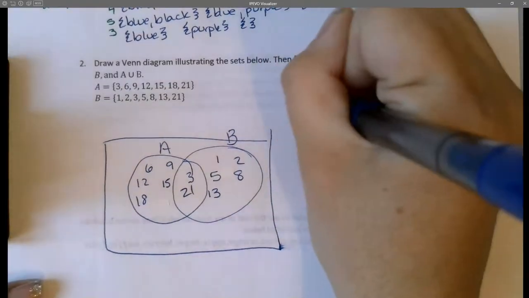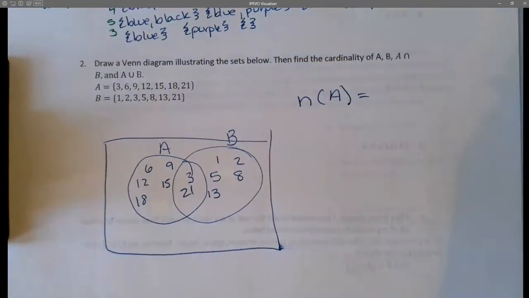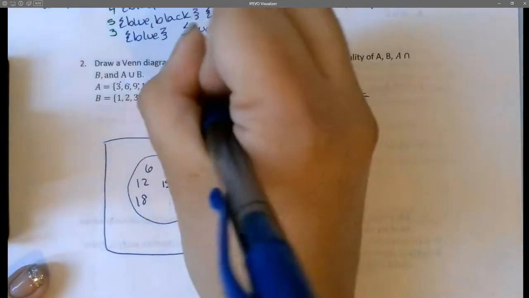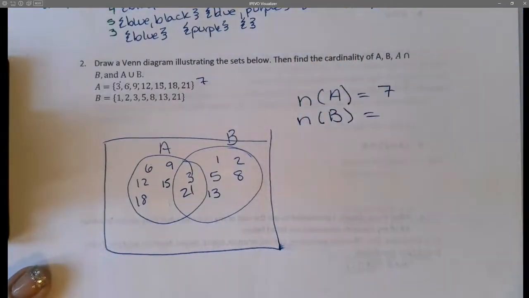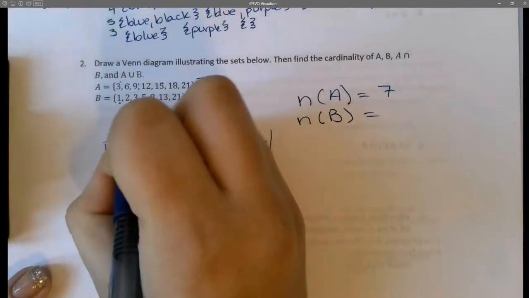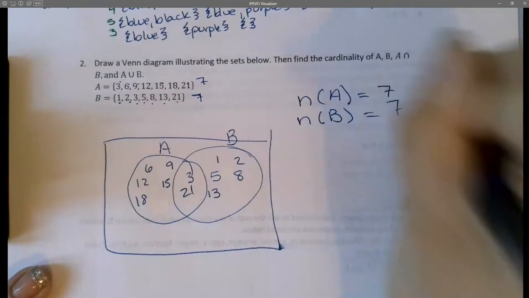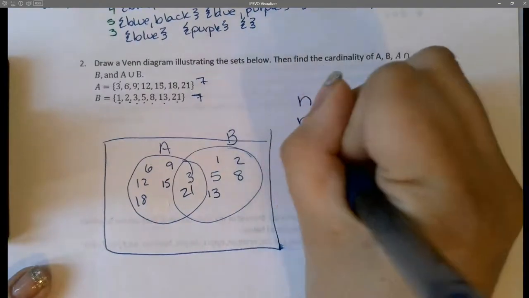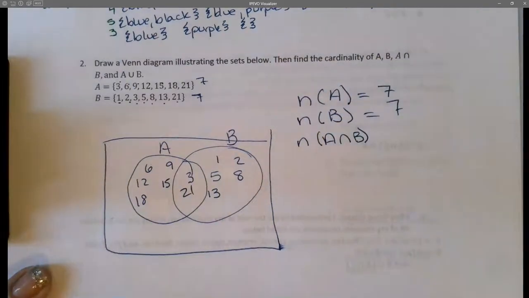Then I want to find the cardinality of A. Cardinality of A is how many total pieces are in A. There's 1, 2, 3, 4, 5, 6, 7. There were 7 elements in A. Then I want to find the cardinality of B. So how many pieces were just in B? I have 1, 2, 3, 4, 5, 6, 7. Also 7. Okay. Then I want to find the intersection of A and B. This is where, remember, they overlap.